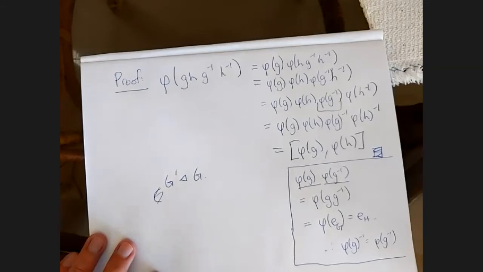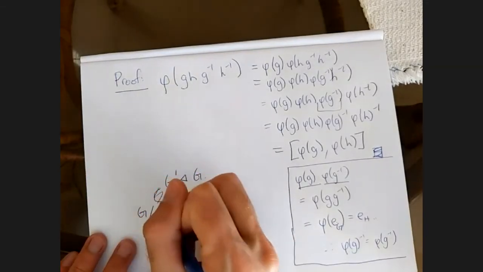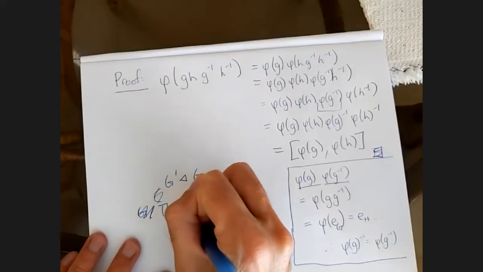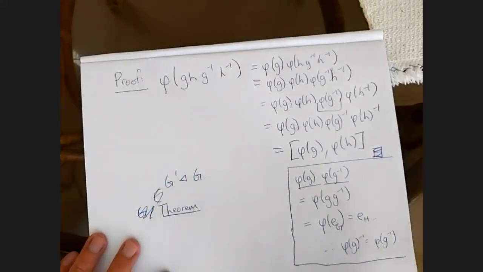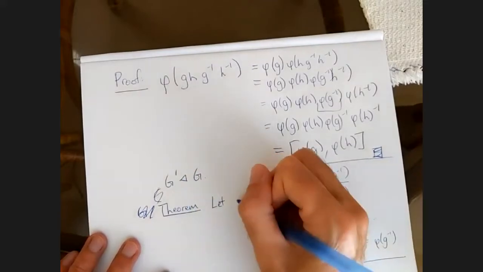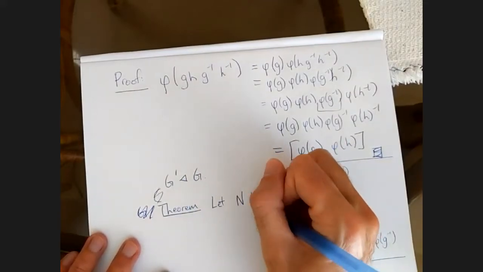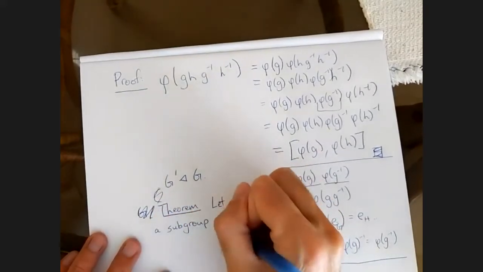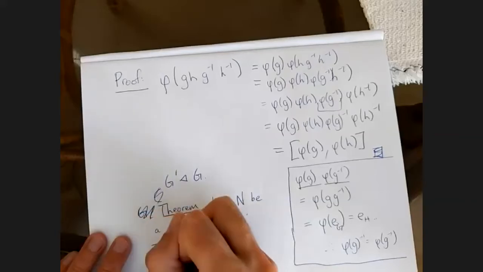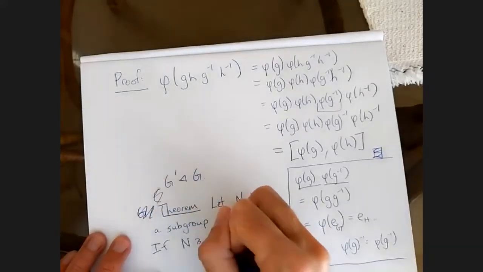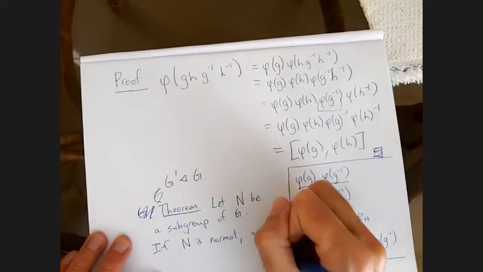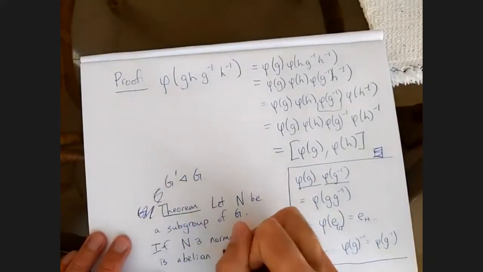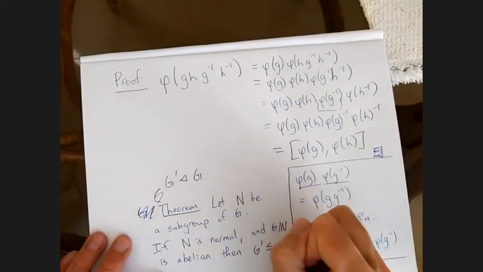But not only that, we have this theorem. Let N be a subgroup of G. So if N is normal and G mod N is abelian, then G prime is a subgroup of N.